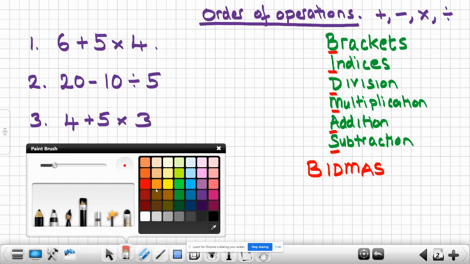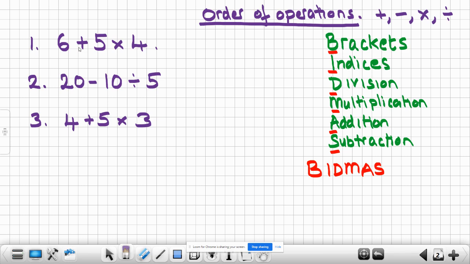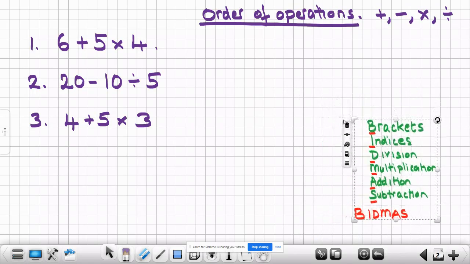Okay, so let's go to our three problems. 6 plus 5 times 4. So you may naturally feel that you want to go from left to right, but no, in mathematical language, we follow the order. We've got no brackets, we have no indices, there are no powers. The first thing we come to is multiplication, and that comes before addition, so we must deal with this part of the problem first. I'm going to just make a little bit of room. So let's move those out of the way and maybe make it a bit smaller.